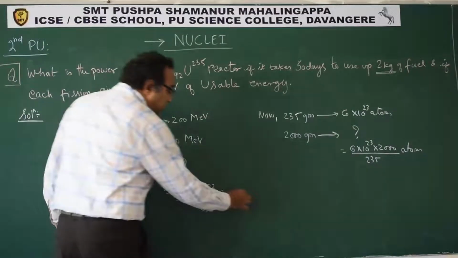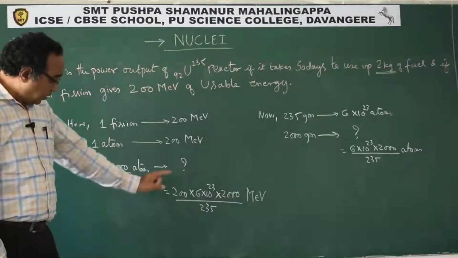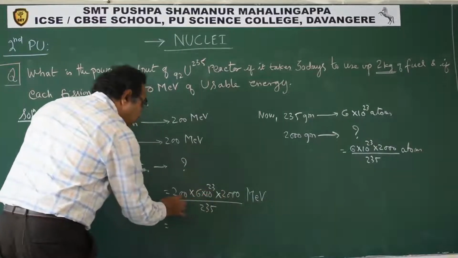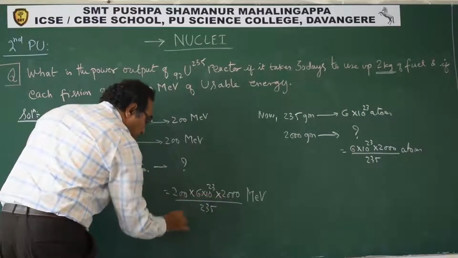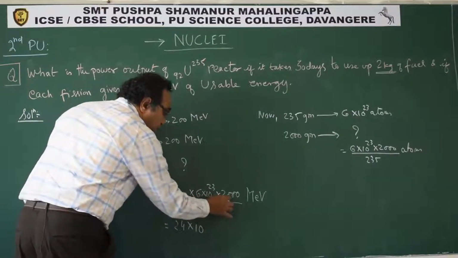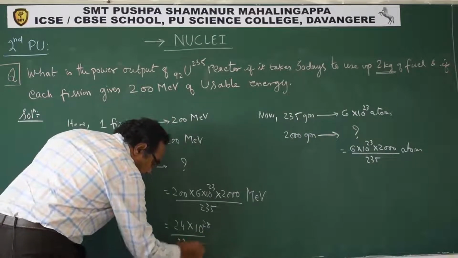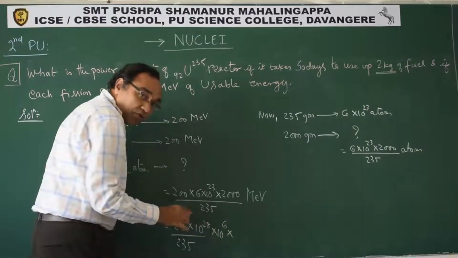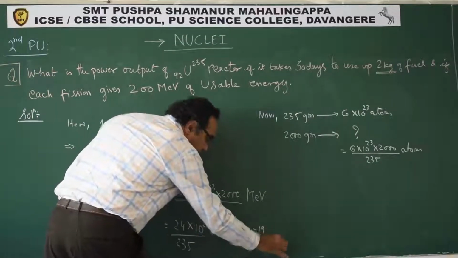This will come out in, this is what we get. Now we can further simplify this, right? This we can write as, see, 6 into 4 is 24, into 10 power 23, 24, 25, 26, 27, 28, upon 235 million, so it is 10 power 6. Electron volt, so it is 1.6 into 10 power minus 19. Everything will come in joules.